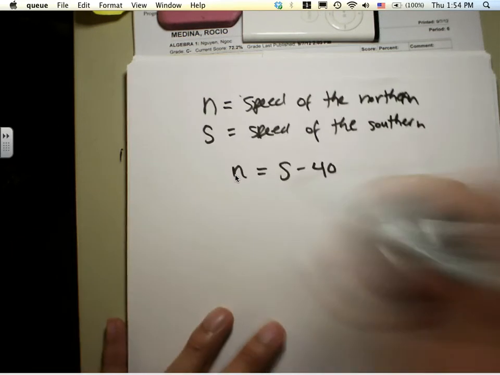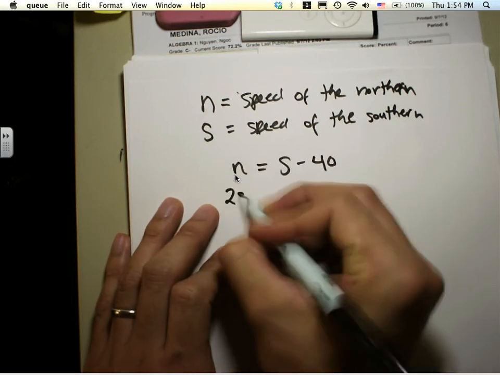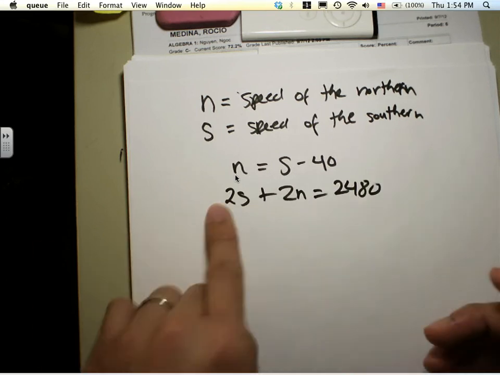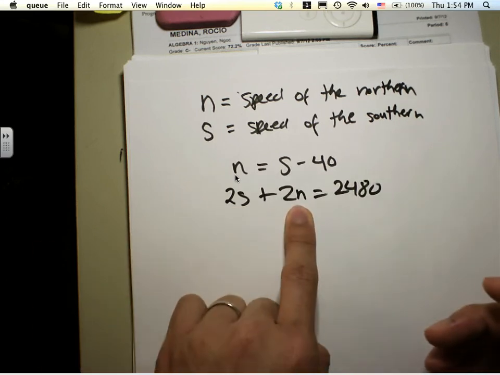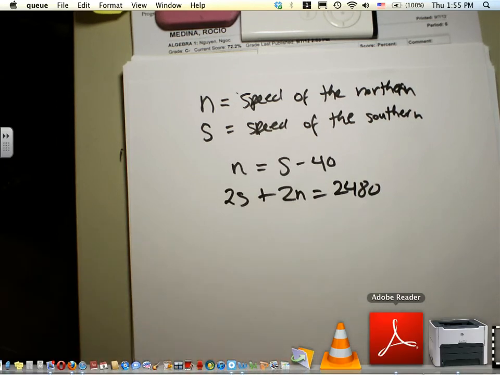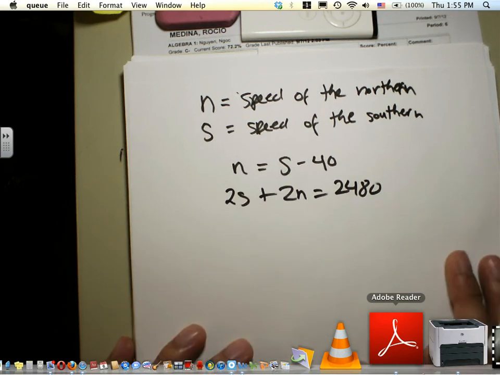So go back to your equation here. What can I write? Yes? 2S plus 2N. There it is. The distance the southern jet travels plus the distance the northern jet travels should add up to 2,480, right? And there we have it. We have our two equations. What do you think we should do now? Do we have to line them up? Even before that, what should we decide? Yes? Good. Substitution or elimination. Which one's better this time?